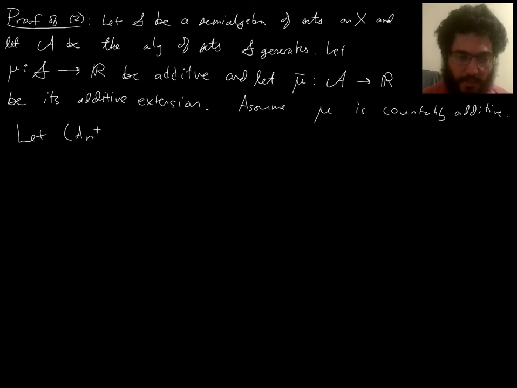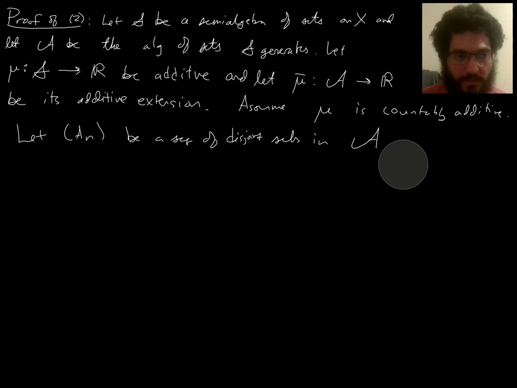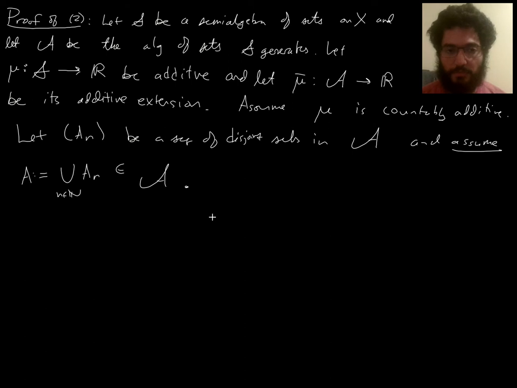So let A_n be a sequence of pairwise disjoint sets in fancy A, and assume that their union is also in A. We have to assume that. Let's give this union a nice name. Let's call it just plain A with no subscript. So assume that that's also in fancy A, and this has to be an assumption, right? Fancy A is only, as far as we know, an algebra of sets, not necessarily a sigma algebra.